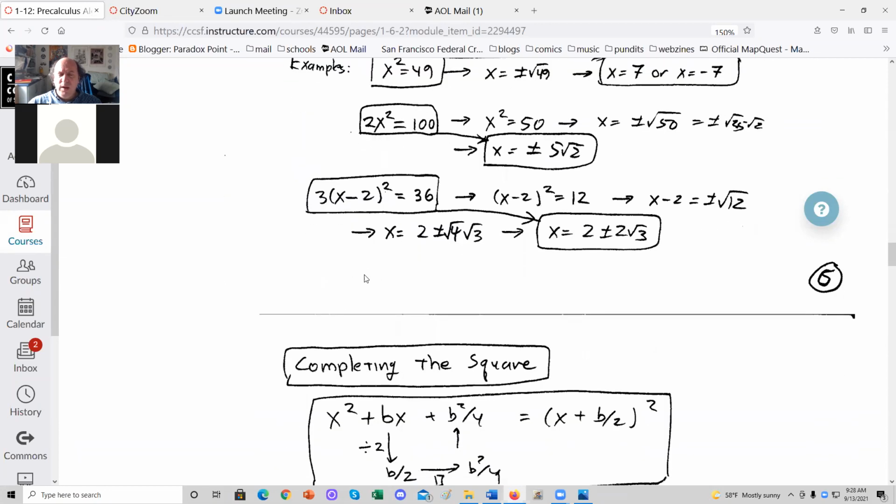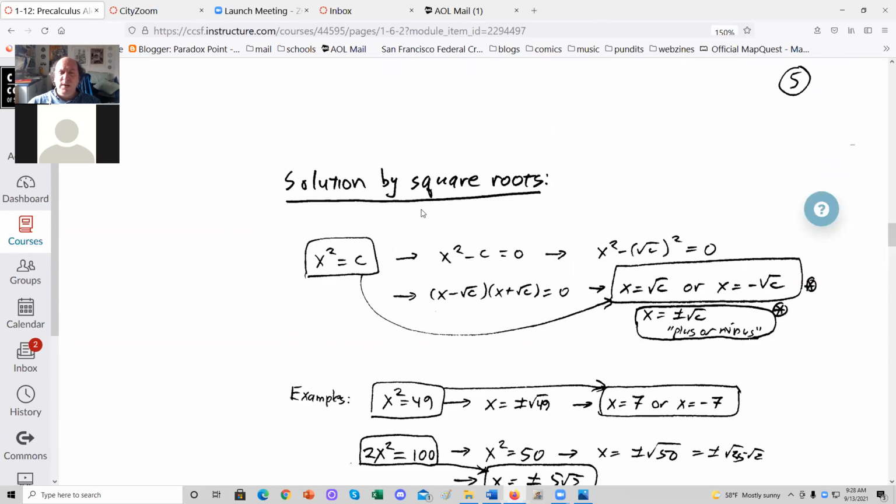3 times x minus 2 squared equals 36. First we divide by 3, so x minus 2 squared equals 12. Then take square roots: x minus 2 is plus or minus root 12. Transpose the 2, x equals 2 plus or minus root 12, and root 12 is root 4 root 3. Root 4 is 2, so x equals 2 plus or minus 2 root 3. And these are the two solutions to this.